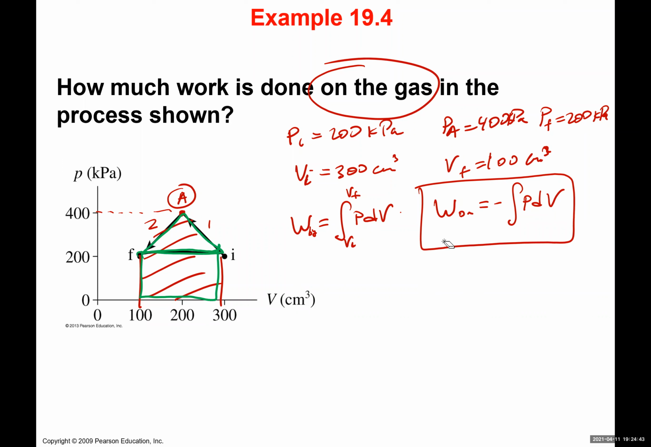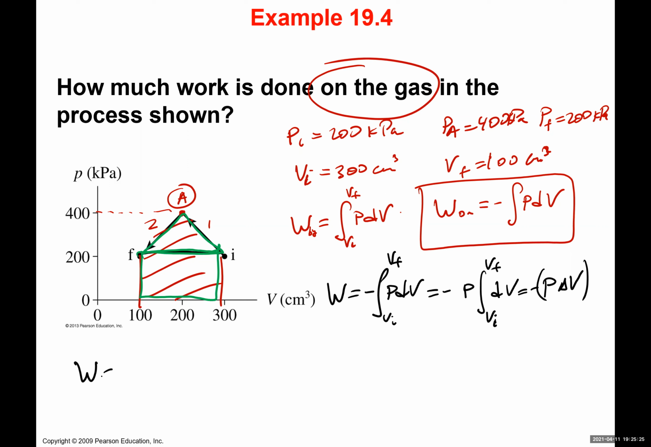Okay, so we're going to be using this equation. Work done equals negative the integral of P dV, going from V initial to V final. You can see that going from P initial to P final, technically your pressure here is constant, and then you have dV going from V initial to V final. So this becomes negative P times delta V. So then work done is equal to negative.